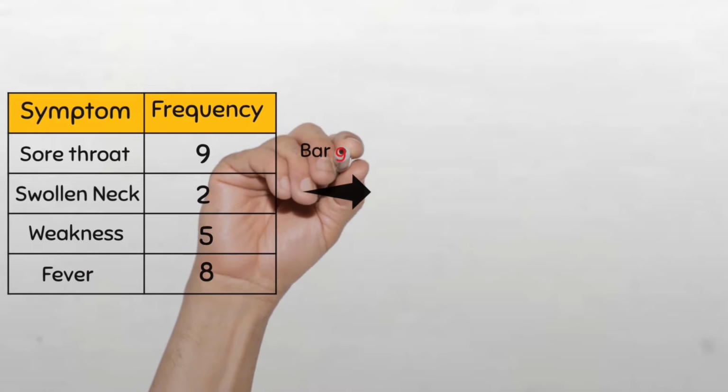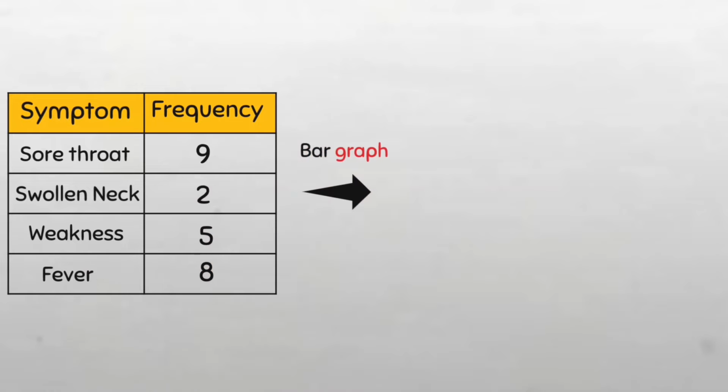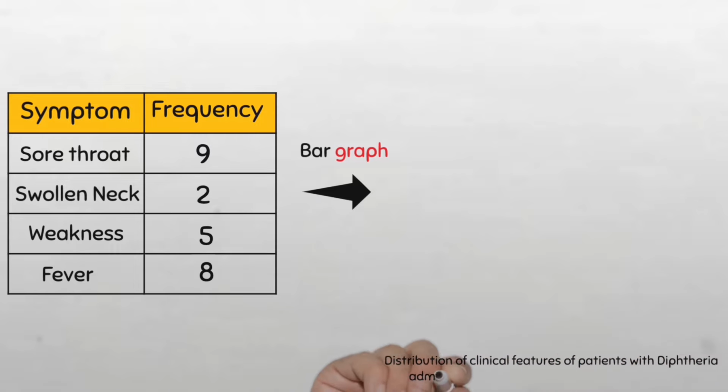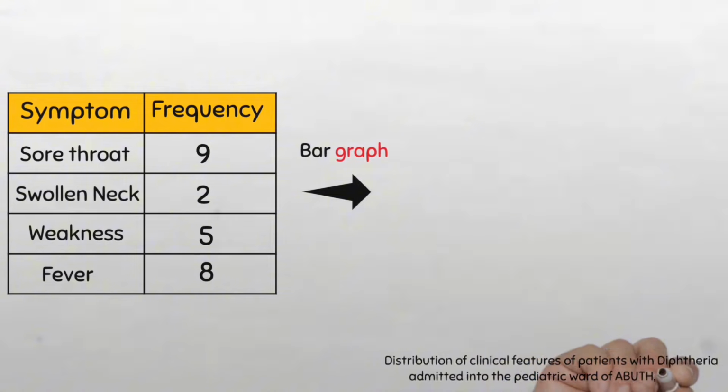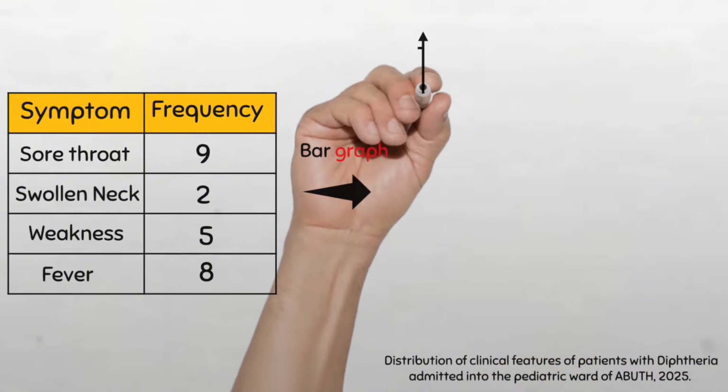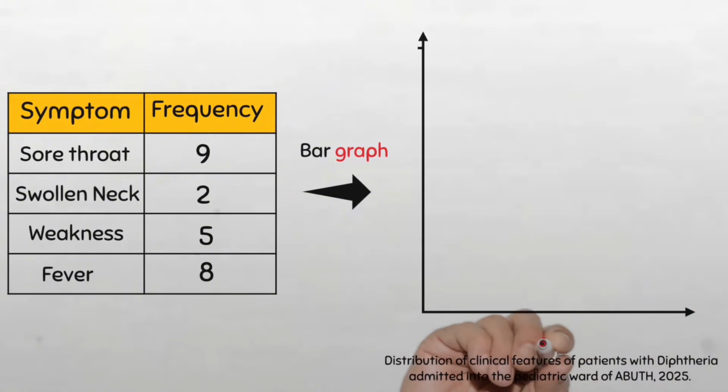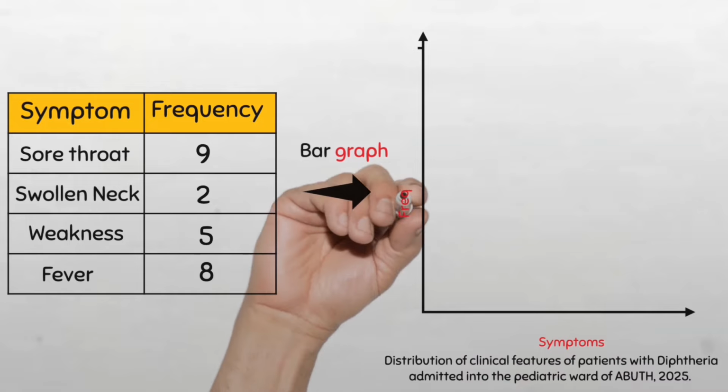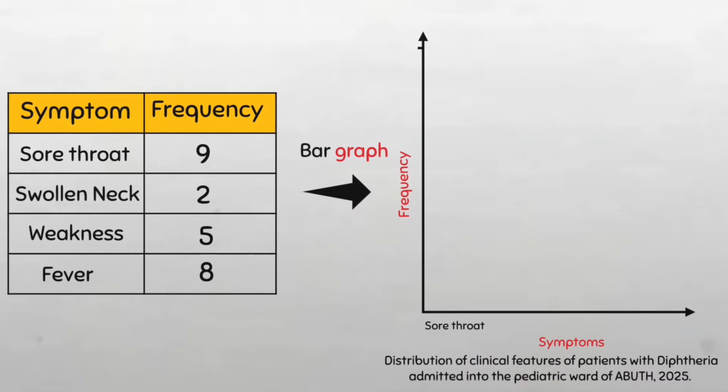To present this data in a bar graph, the first step is to write the title: Distribution of Clinical Features of Patients with Diphtheria Admitted into the Pediatric Ward of ABUTH. Next is to draw and label the axes. So the symptoms will be represented on the x-axis and the frequency on the y-axis.